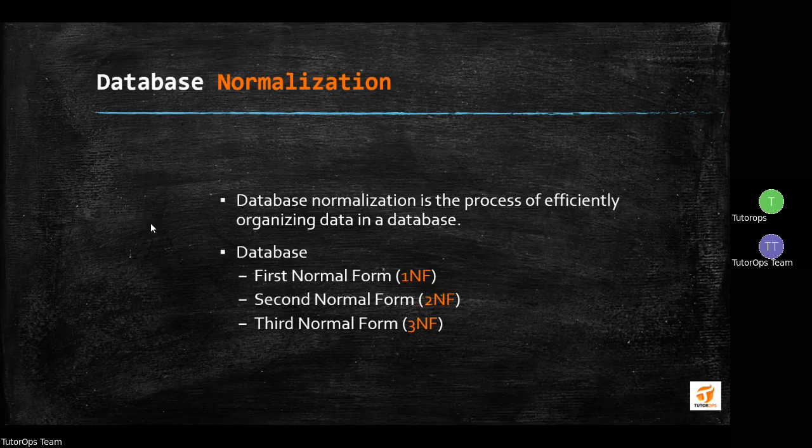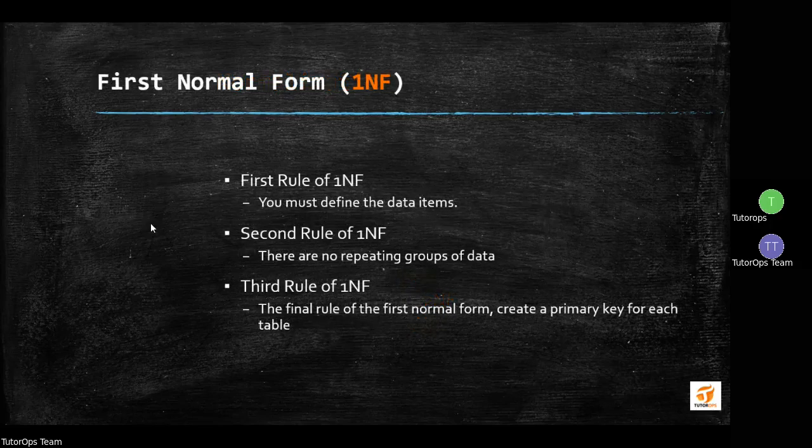So we will learn what is first normal form, second normal form, and third normal form. Let's start with first normal form. First normal form consists of three rules. The first rule of first NF: you must define the data items. The second rule of first normal form: there are no repeating groups of data. The third rule, the final rule of the first normal form, is to create a primary key for each table.